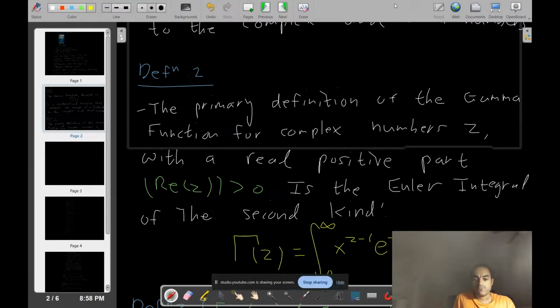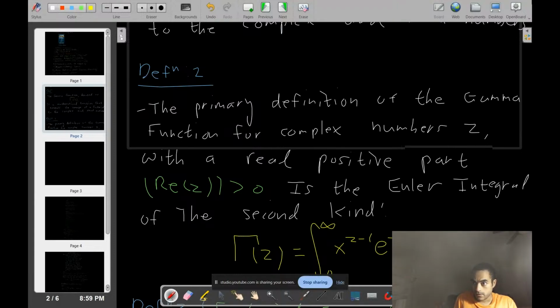So again, with a real and positive part, the real part of z has to be greater than 0. In order for the gamma function to exist for complex numbers, the real part has to be greater than 0. That makes sense, because if you don't have a real part for your complex number, you won't be able to get an integral. And it's an Euler type integral of the second kind.